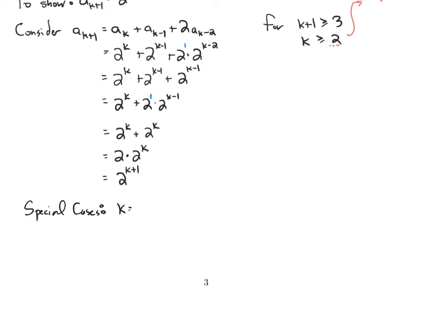So when k equals 0, well, that means we need to check that it's true for a to the 0 plus 1. So that's a1. Well, that is indeed 2, which is 2 to the 1. That's good. And when k equals 1, then 1 plus 1 is 2, so a2 is 4, which is 2 to the 1 plus 1, which is 2 squared. And so that case is good.